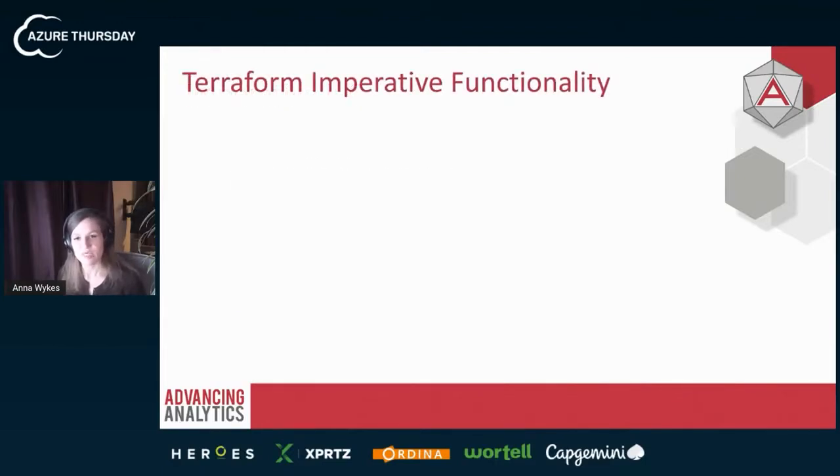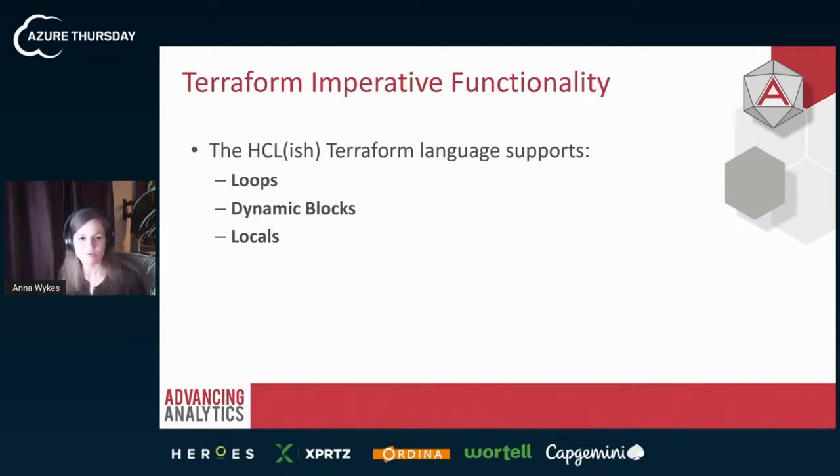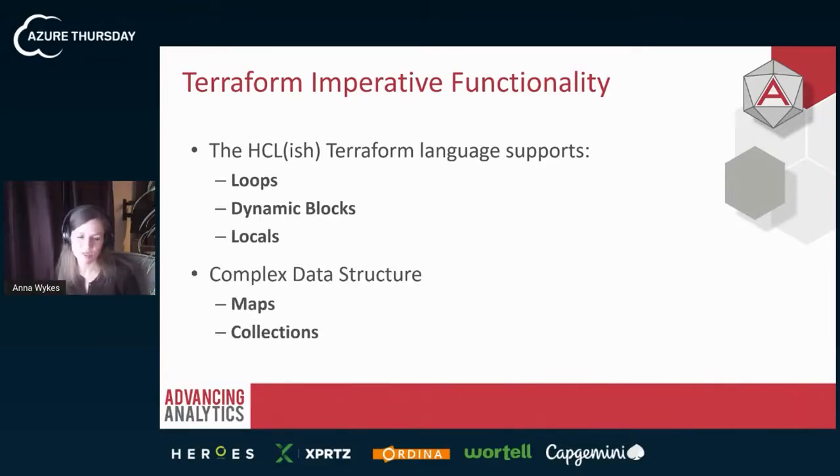So Terraform is declarative, but it is imperative as well. It's got little bits of imperative functionality. So we've got here that the HCL-ish Terraform language supports loops, dynamic blocks, and locals, and also complex data structures, so maps and collections. So it isn't completely imperative, but it's dipping its toes into it. So it gives you that extra bit of functionality that other declarative infrastructure as code tools don't necessarily give you.